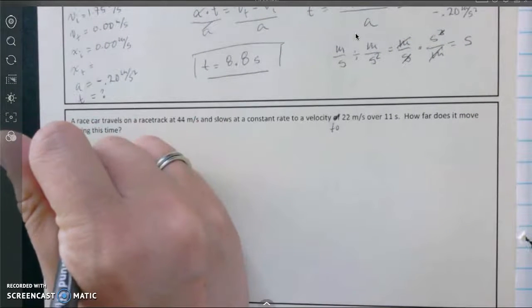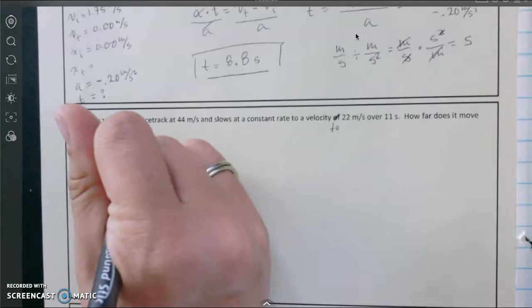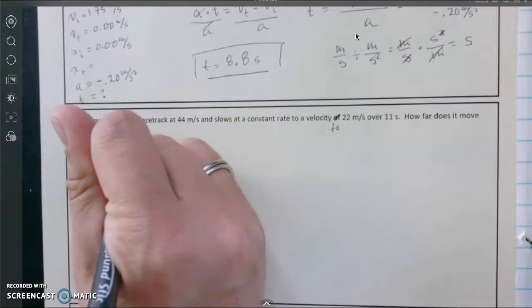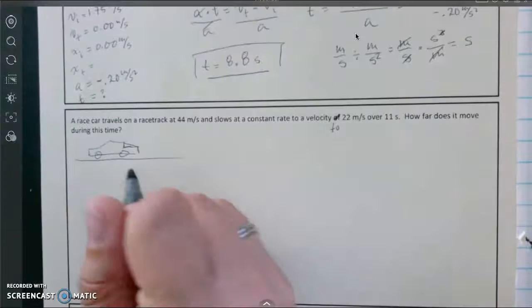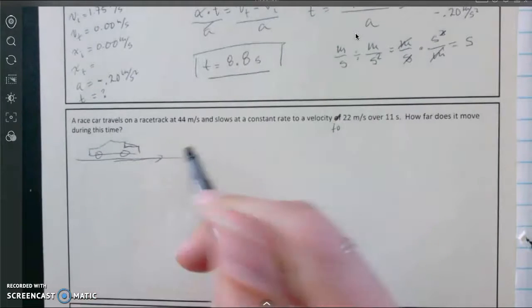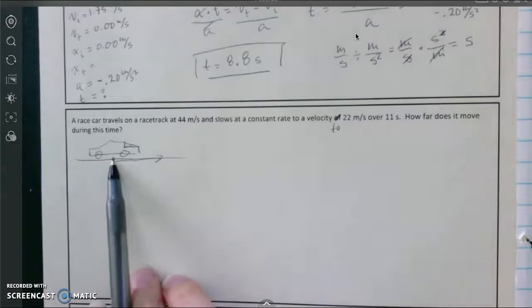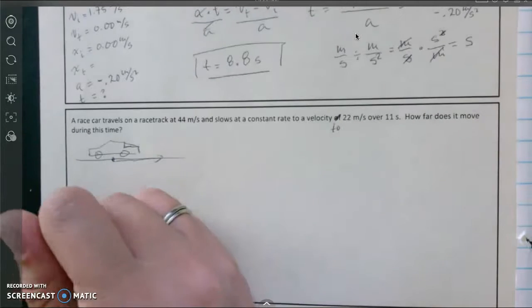Okay, so we have a track, we have a race car, and we're going to say that our race car is going in the positive x direction. We'll say where we start tracking it, when it's going 44 meters per second, that's going to be our initial, our origin, our 0, 0. So we drew a picture, we established our origin. Now let's list our knowns and our unknowns.